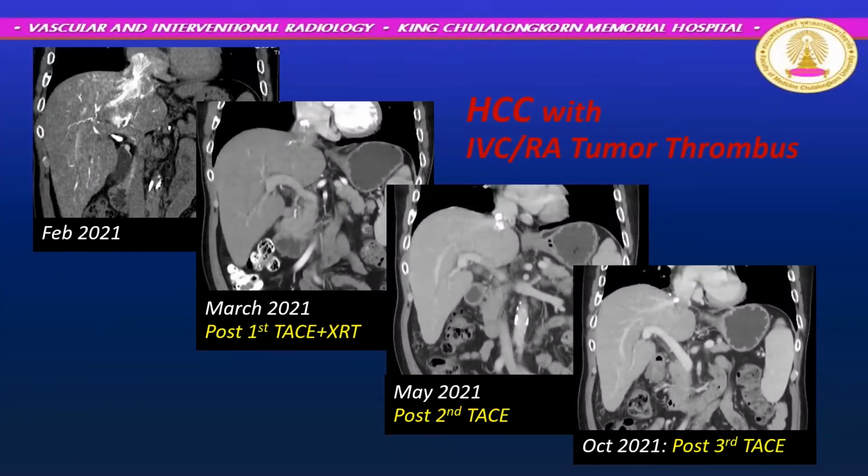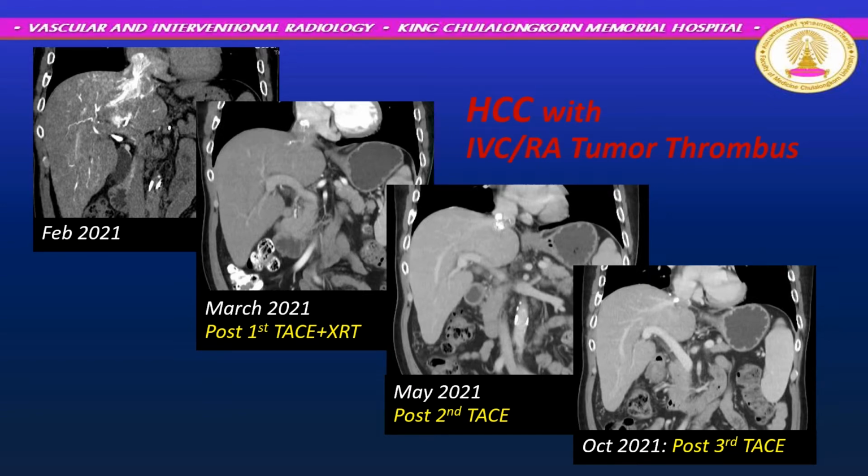After the first TACE, we combined the locoregional treatment with external radiation for the tumor thrombus in the IVC and right atrium. Until now, the patient has had 3 sessions of TACE and we can achieve almost complete response of the tumor thrombus and also the tumor in the left hepatic lobe.